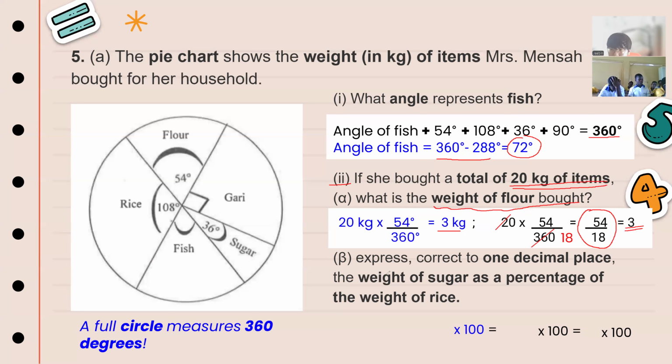So we first needed to find the percentage of flour out of the total. We have 54 degrees of flour out of the total angle, which is 360. And then if we multiply by 20, the total items bought, we get just the weight of the flour. That's how we got this answer.